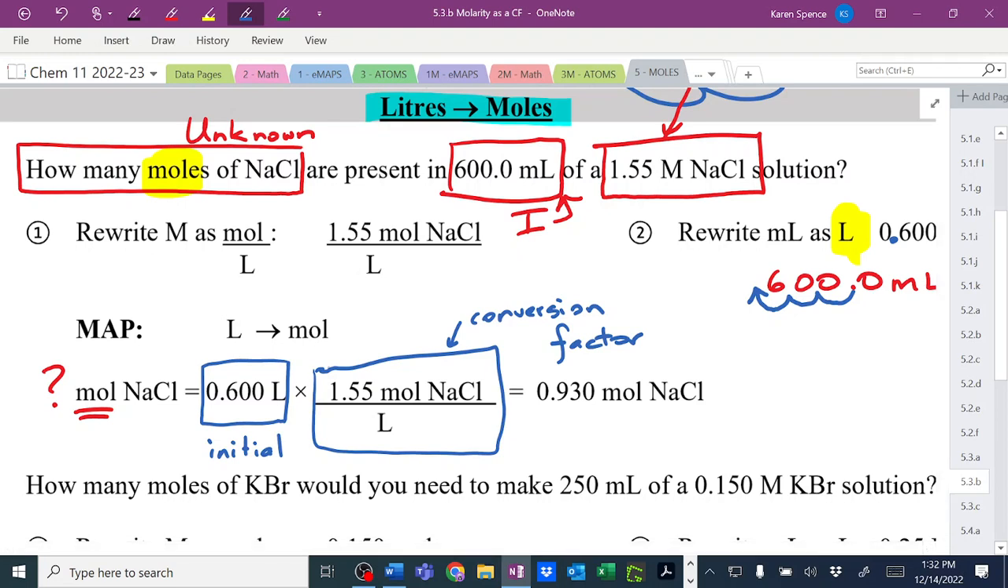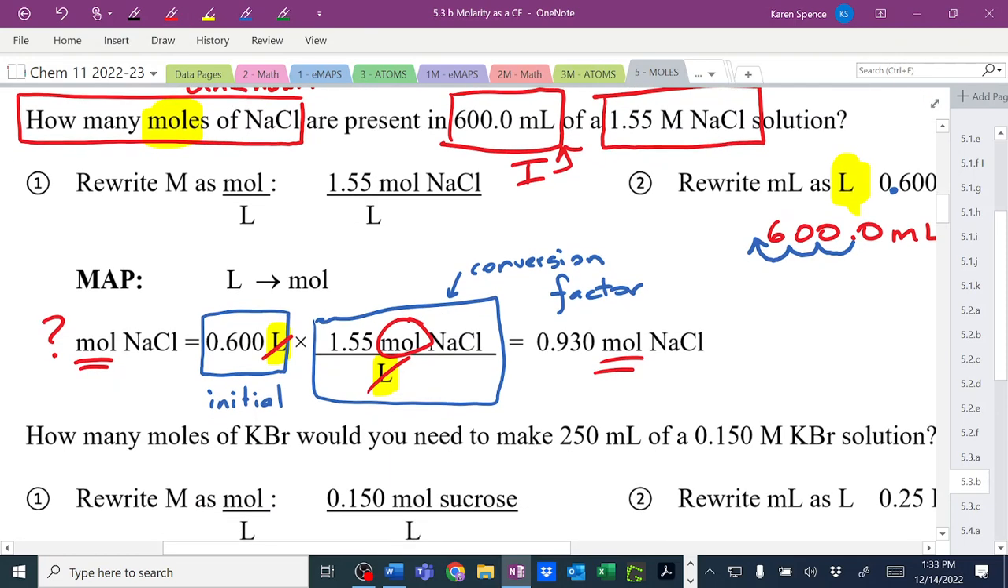So if you look at this, what's going to happen to your units here? What units do we have? We have liters on the top. We need it to cancel with liters on the bottom. And what are we left with after those cancel out? Moles. And that's what we wanted, so that's a good thing. Three sig figs, do the math. That part's easy. Plug it into the calculator.